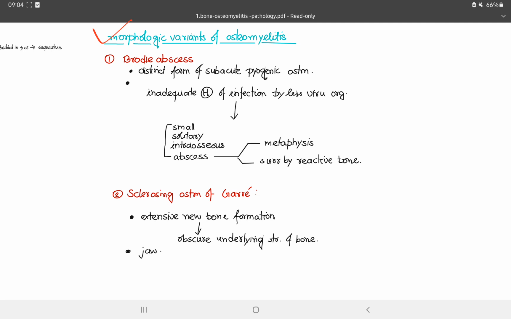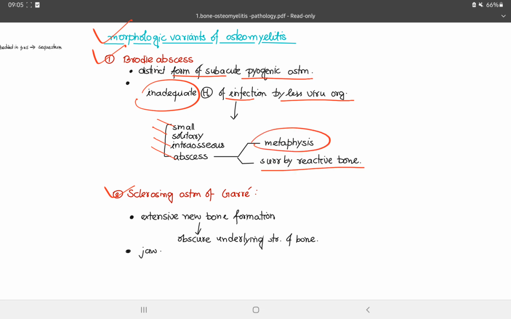Morphologic variants of osteomyelitis. There are two types of variants, Brodie's abscess and the sclerosing osteomyelitis of Garre. Brodie's abscess is a distinct form of subacute pyogenic osteomyelitis, where there is inadequate treatment of the infection by a less virulent organism. There will be formation of a small solitary intraosseous abscess. We can see it in the metaphysis, and it is surrounded by reactive bone. And in sclerosing osteomyelitis, there is extensive new bone formation which will obscure the underlying structures of the bone, and it is most commonly seen in the jaw.